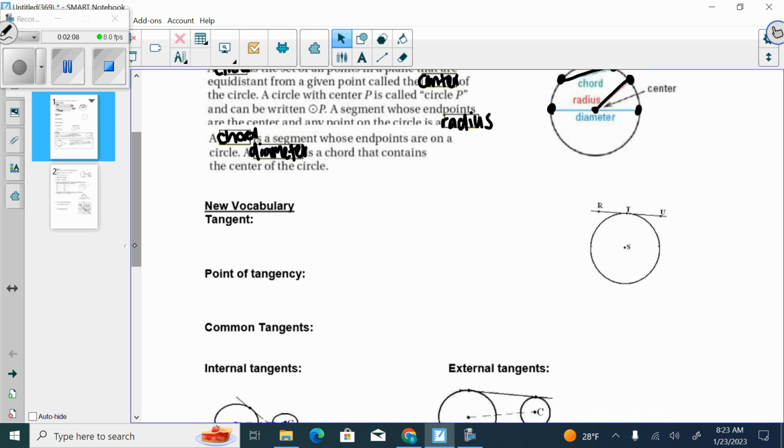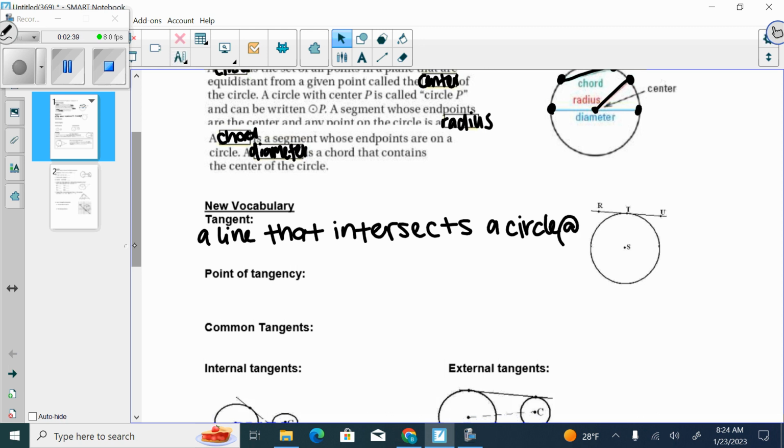First, we're going to talk about a tangent. So a tangent, we've talked about tangents in our trig ratios, right? Now we're going to define what a tangent line is inside of a circle. So this is a line that intersects a circle at exactly one point. So it's only going to touch your circle at one point.